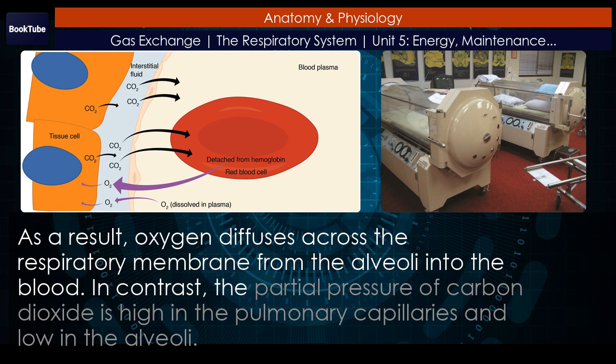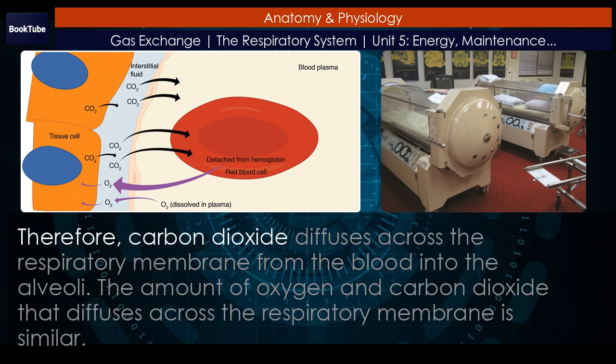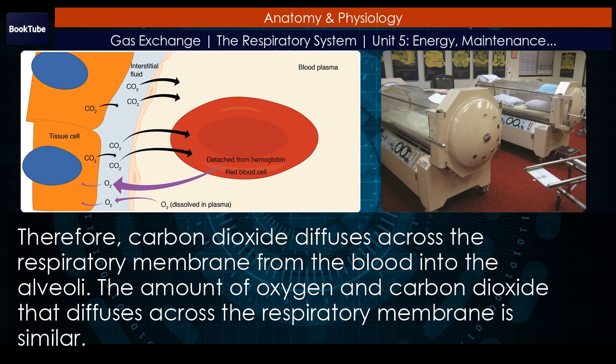In contrast, the partial pressure of carbon dioxide is high in the pulmonary capillaries and low in the alveoli. Therefore, carbon dioxide diffuses across the respiratory membrane from the blood into the alveoli. The amount of oxygen and carbon dioxide that diffuses across the respiratory membrane is similar.